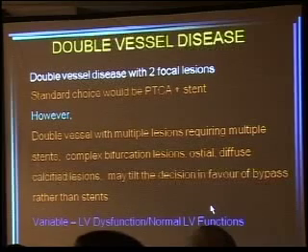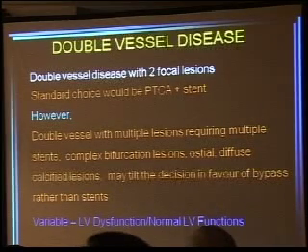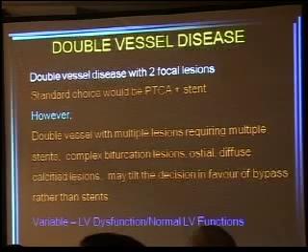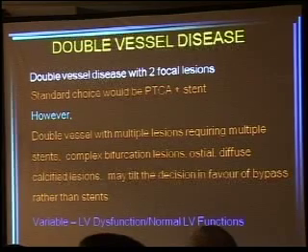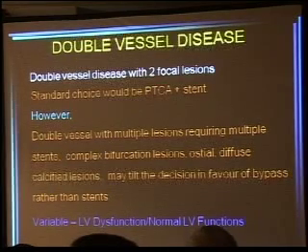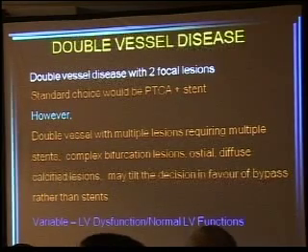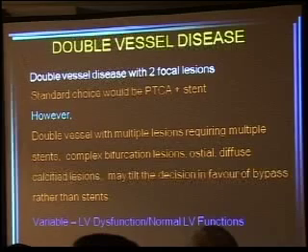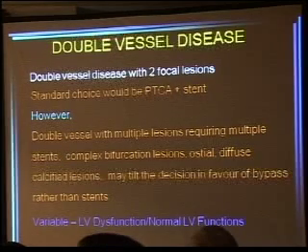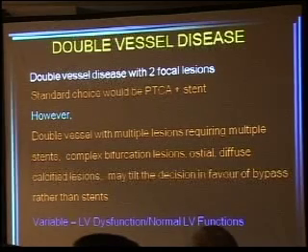For a double vessel disease, again, the double vessel disease with two focal lesions, the standard choice would be an angioplasty with stent. However, again, if the double vessel disease with multiple lesions are there, which require multiple stents, complex bifurcation lesions, osteal lesions, diffuse calcified lesions, this may tilt the favor in favor of bypass rather than stents. Again, the variable would be LV dysfunction or the patient having a normal LV function.